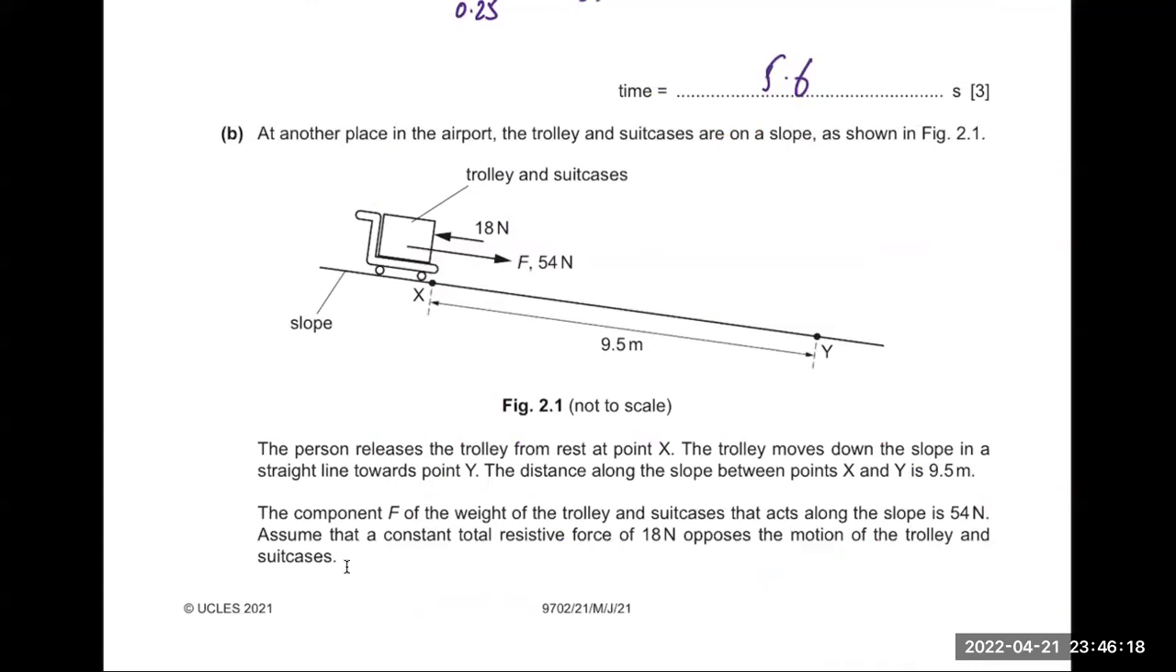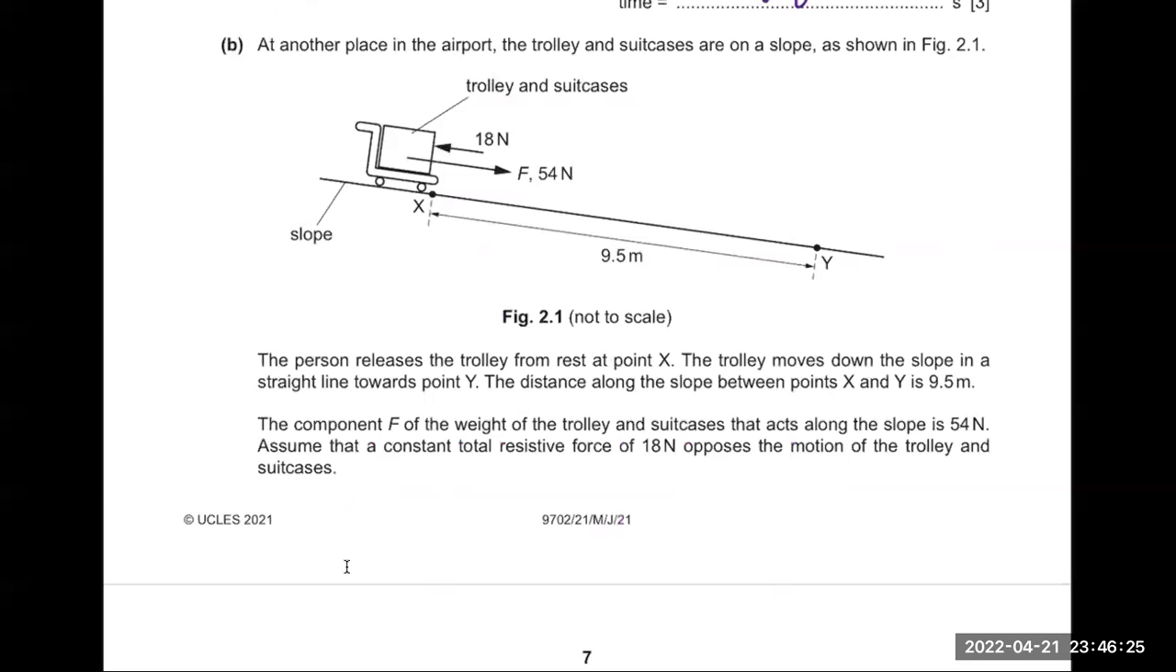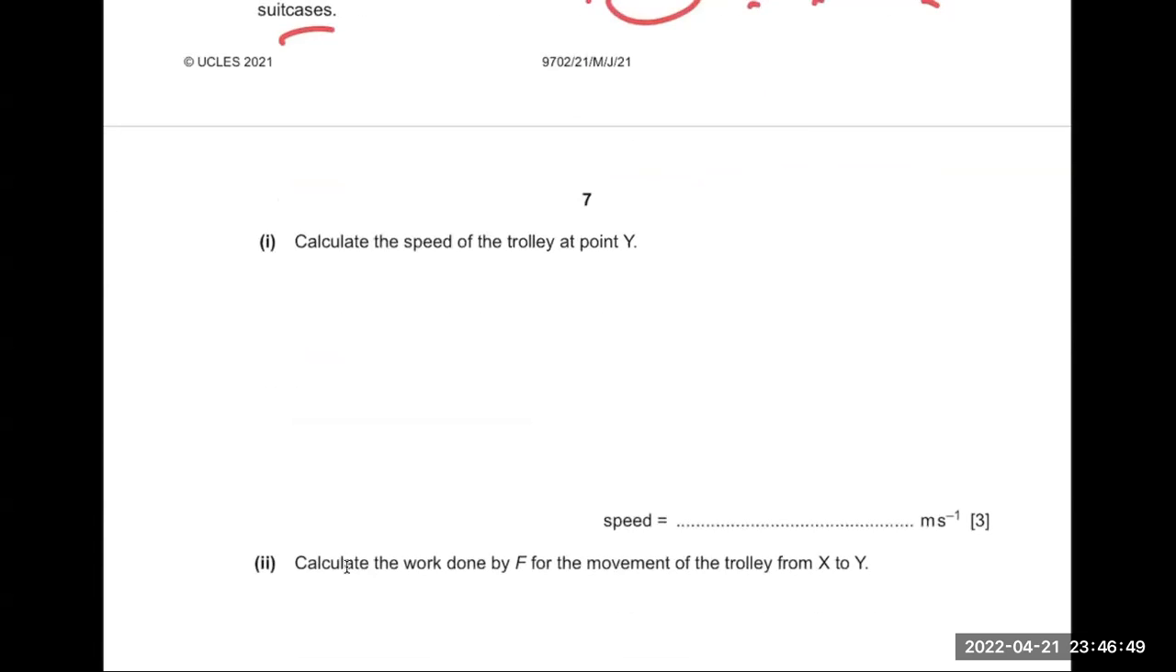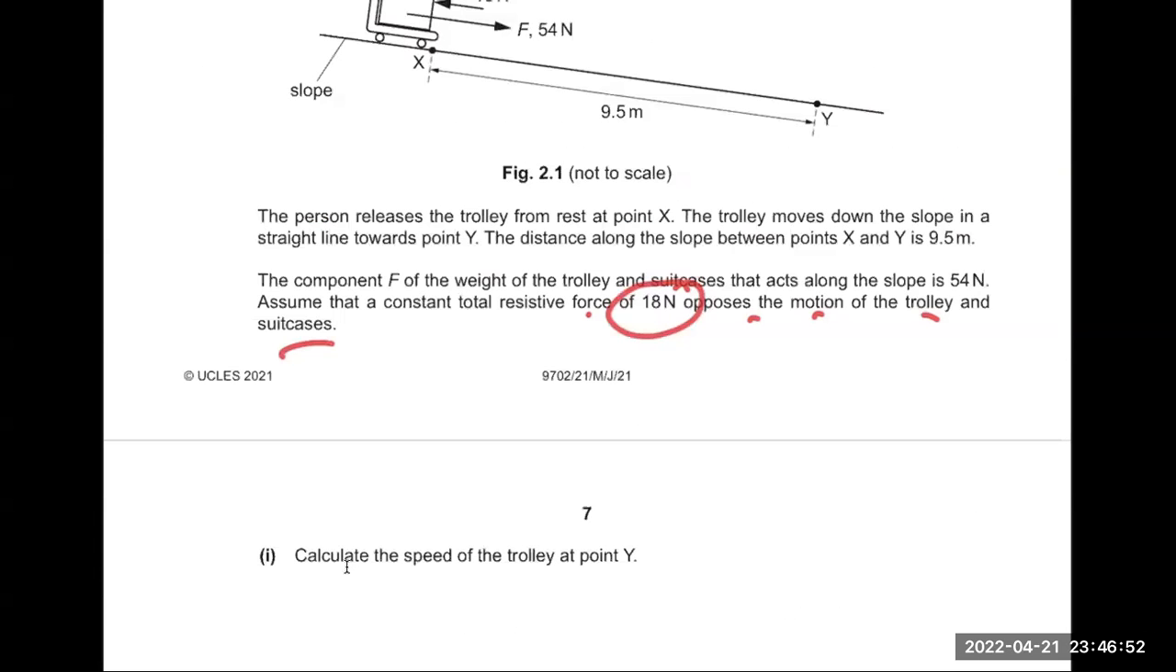Part B. At another place in the airport, the trolley and the suitcases are on a slope as shown in figure 2.1. The person releases the trolley from rest at point X. The trolley moves down the slope in a straight line towards point Y. The distance along the slope between point X and Y is 9.5 meters. The component of weight of the trolley and the suitcases that acts along the slope is 54 newtons. Assume that a constant total resistive force of 18 newtons opposes the motion of the trolley and the suitcases. Calculate the speed of the trolley at point Y.